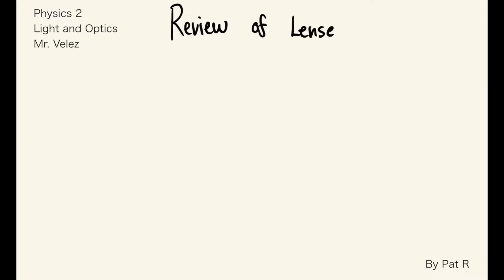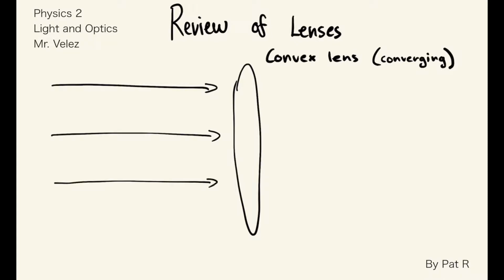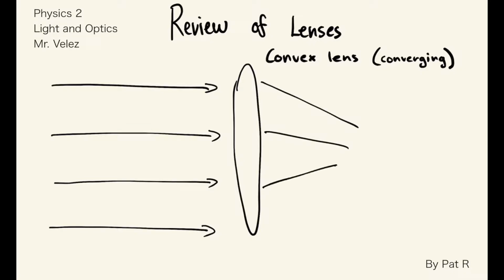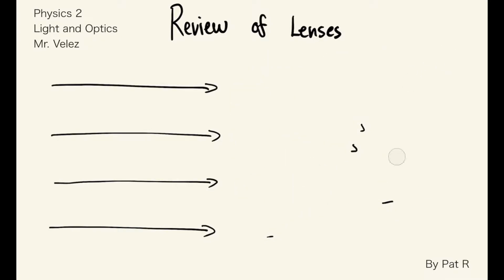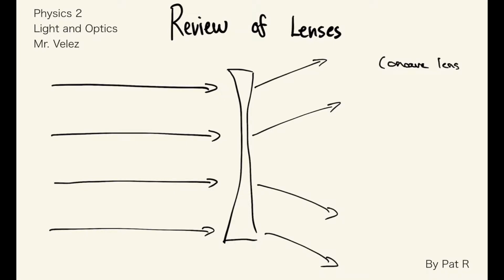Now we shall review the two types of lenses. Recall that convex lenses are converging lenses, meaning that light rays join at the focus after refraction. As you can see, the light rays all focus into the focus, which is represented as that black dot. On the other hand, concave lenses are diverging lenses. The light rays move in repelling directions after refraction.